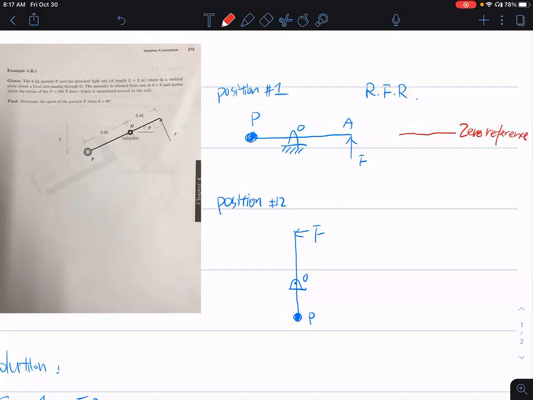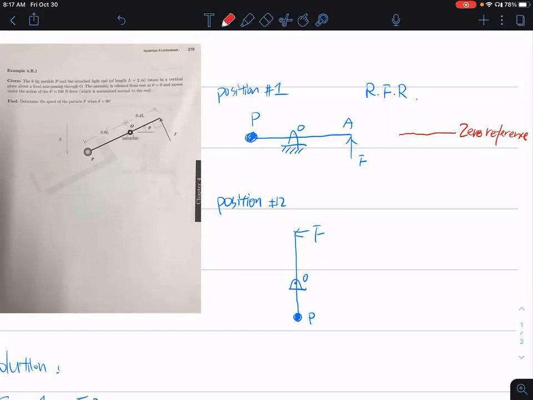So at that height, we have 0 potential energy from gravity. This is how I define it. You can put that anywhere, but keep that consistent. So if I define this as my 0 reference level, the height, then at position 1, my particle P has 0 potential energy. Now, what is going on for my potential energy at position 2?